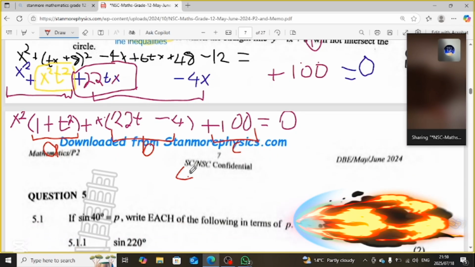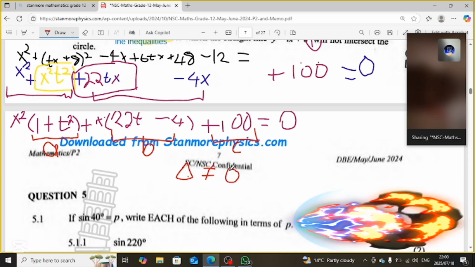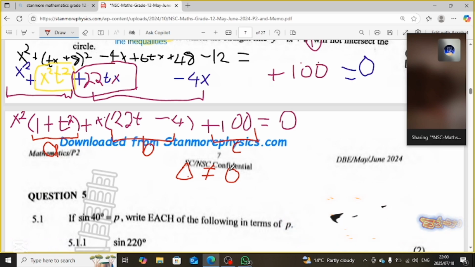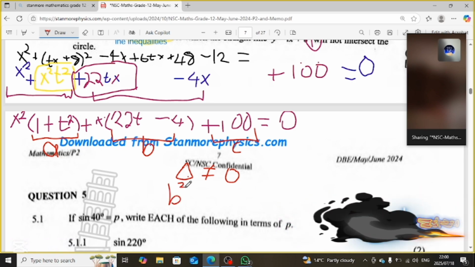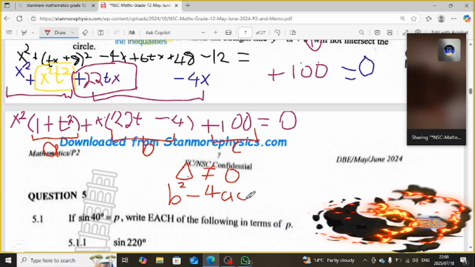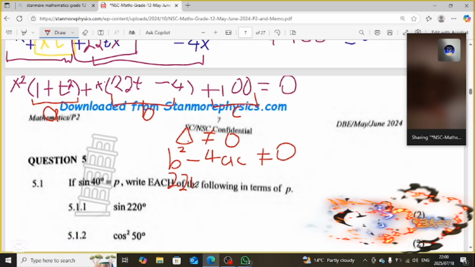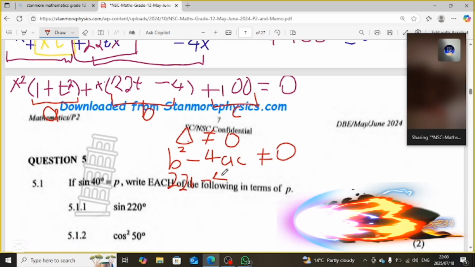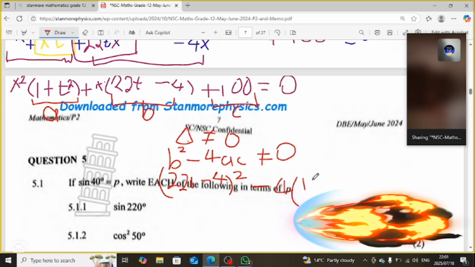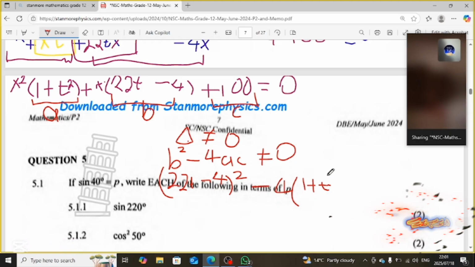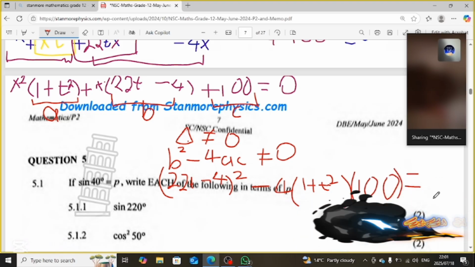And from the nature of roots, delta is not supposed to be equal to 0, since the two equations don't intersect anywhere. Hence we know that delta, which is equal to b squared minus 4ac, is not equal to 0. We also know that b is equal to 22t minus 4, all squared, minus 4a, and we know a is equal to 1 plus t squared, times c, whereby c equals 100, which is not equal to 0.